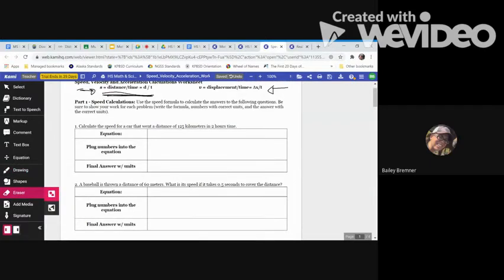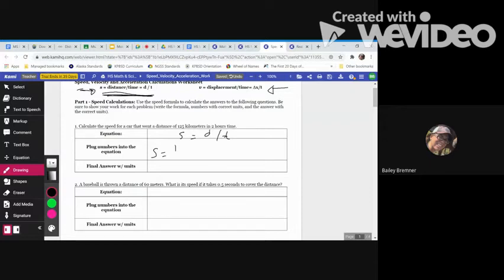Just like we said, we're going to use the one with S for speed. You're going to write down that equation next to equation: speed equals distance divided by time. Once again, hopefully your handwriting is a little better than mine. Now you're going to plug the numbers into your equation. I like to rewrite S. Speed equals... for number 1, it says calculate the speed for a car that went a distance of 125 kilometers in 2 hours time.